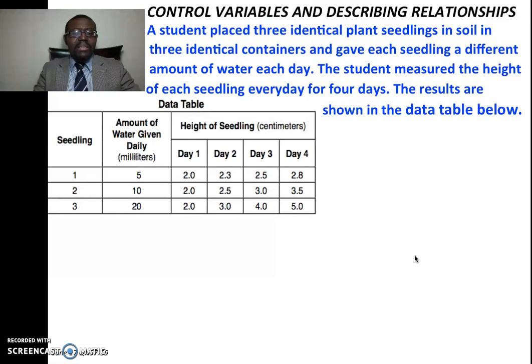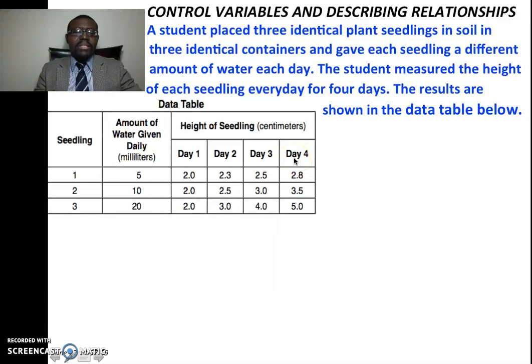Now let's look at controlled variable and describing relationship. This is a question. A student placed 3 identical plant seedlings in soil in 3 identical containers and gave each seedling a different amount of water. The student measured the height of each seedling every day for 4 days. The results are shown in the data table here: the amount of water given daily, height of seedling in centimeters, day 1, day 2, day 3, and day 4.